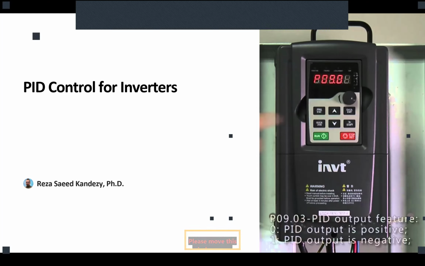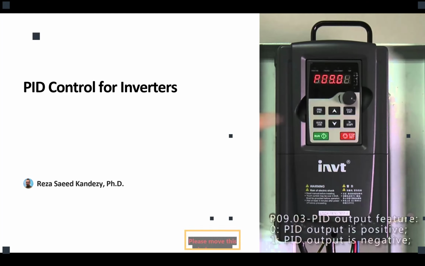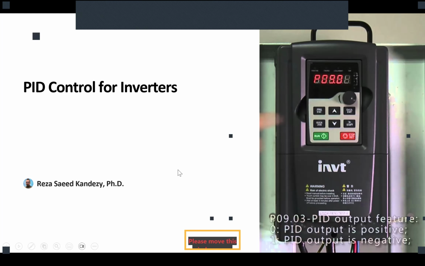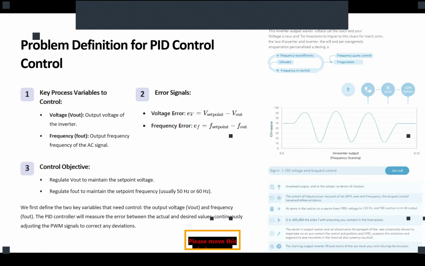Now, today we are going to go a little bit deeper into the PID controller. As we talked about in the previous session, we are going to talk specifically about the PID controller and how we could implement the PID, if the PowerPoint works with me. Okay.